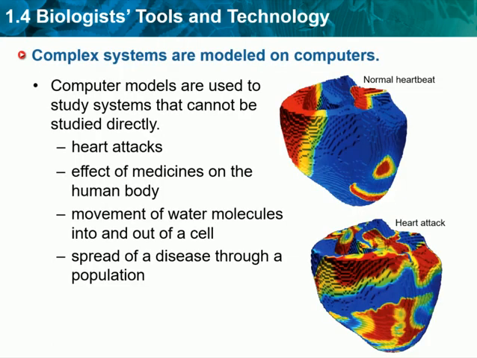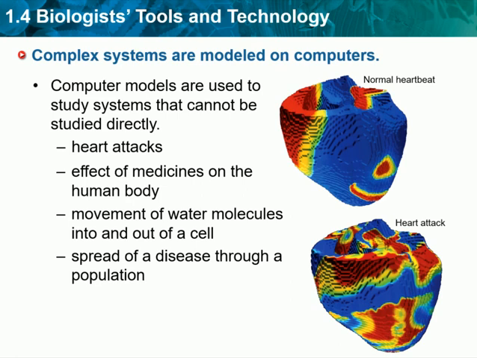Third main idea: complex systems are modeled on computers. Computer-based technology has greatly expanded biological research. As computers have become faster and more powerful, biologists have found ways to use them to model living systems that cannot be studied directly. A computer model simulates the interactions among many different variables to provide scientists with a general idea of how a biological system may work.